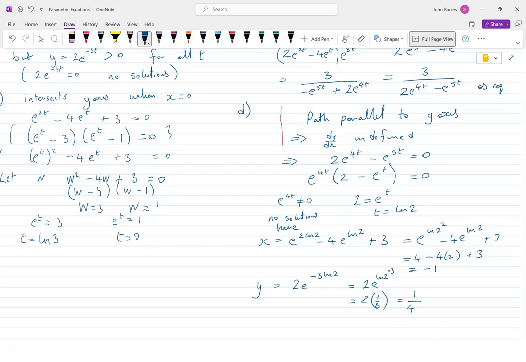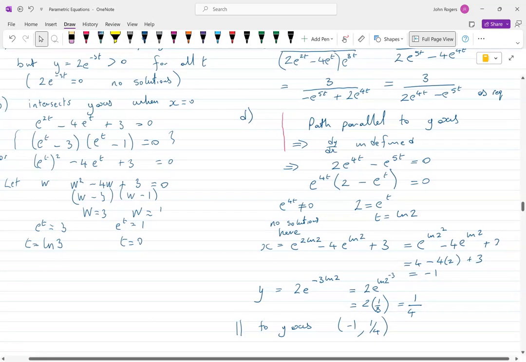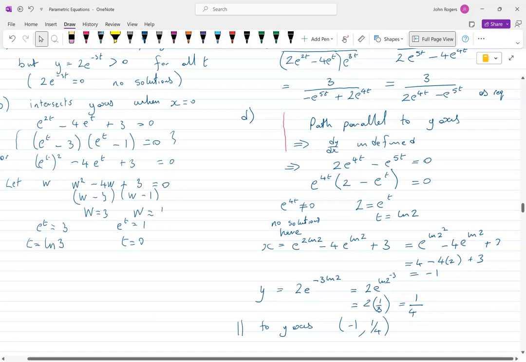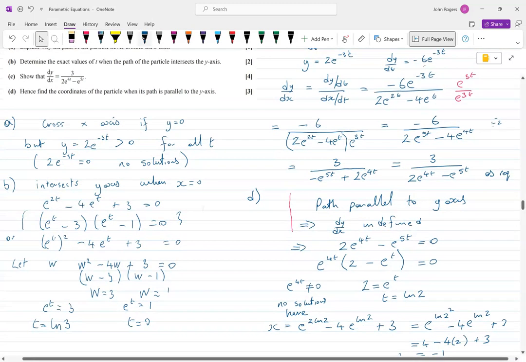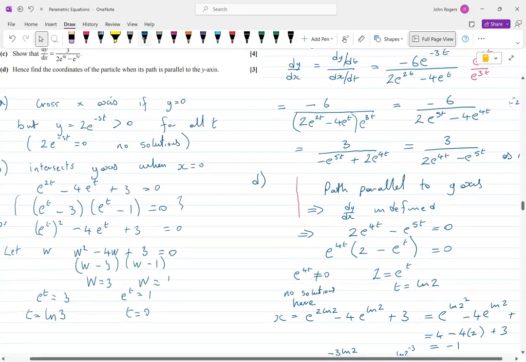So then we have got our coordinates. So it's parallel to the y-axis when the x-coordinate is -1 and the y-coordinate is 1/4. So a little bit involved there. Some of you may not have appreciated it's the denominator 0 if you ever have a tangent which is vertical.